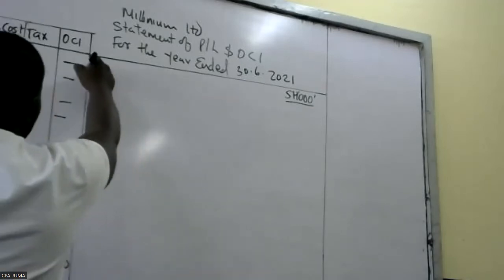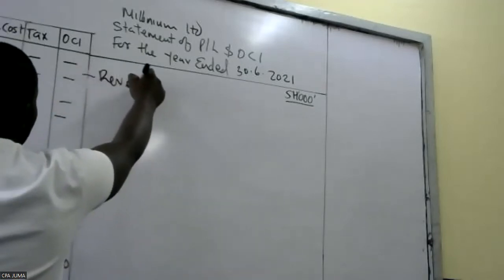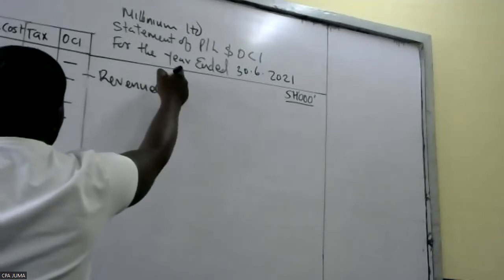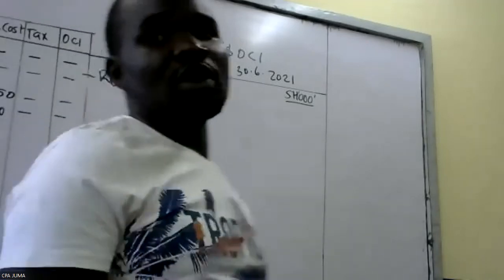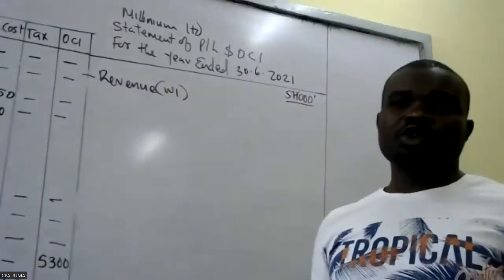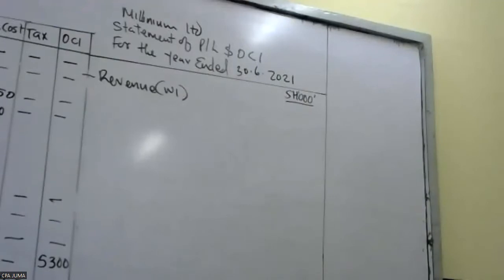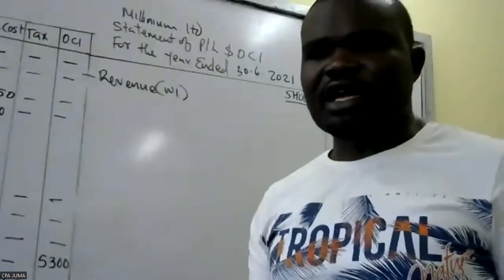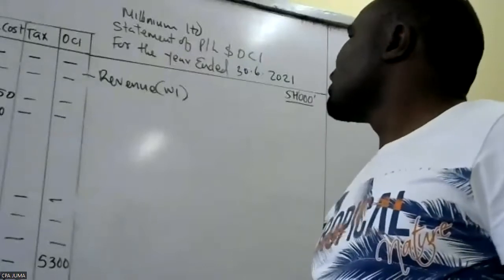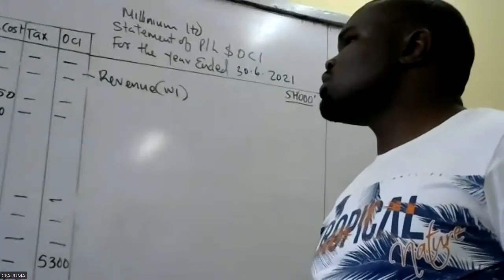So revenue, of course, it starts with revenue. Everything is working one. So working one, you pick the totals. The totals we got. So check the totals. Abigail, different tax. You are getting 63.